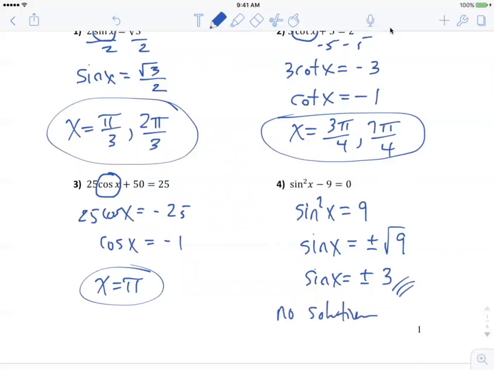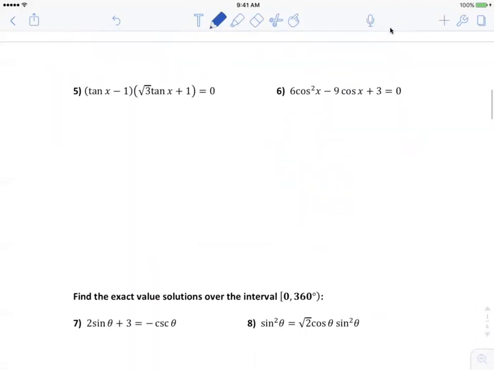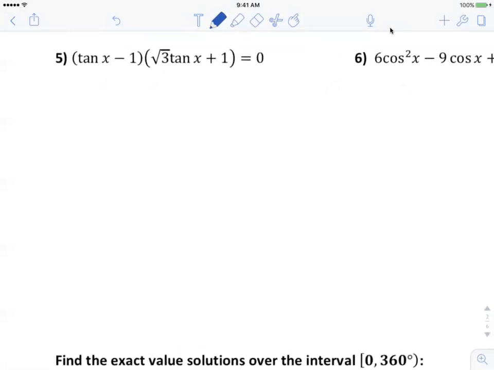Tricky, tricky. Okay, so you will get some no solutions occasionally. So watch out for those. Okay, we'll just get a little more advanced now. Remember from algebra, if you have two binomials multiplied together equals 0, you set each one equal to 0 and then solve, right? So that's what I'm going to do with this one.